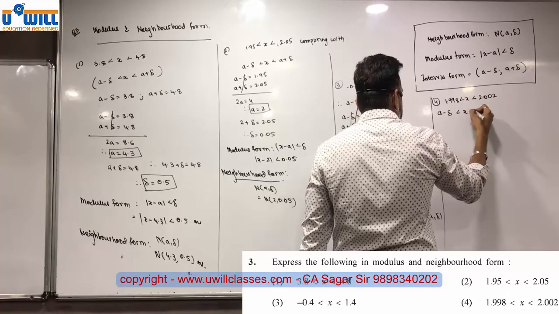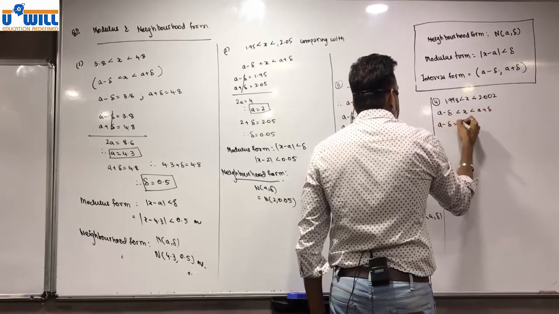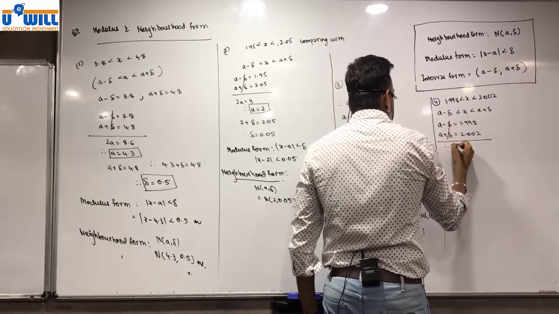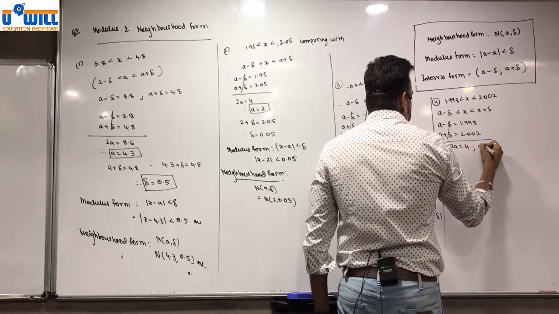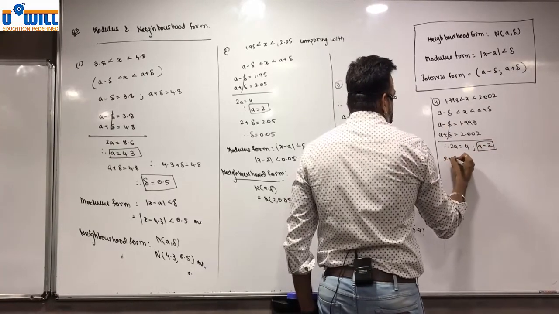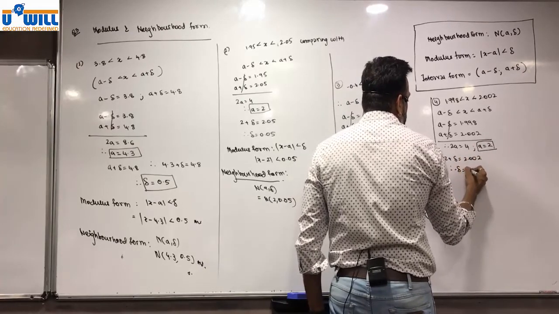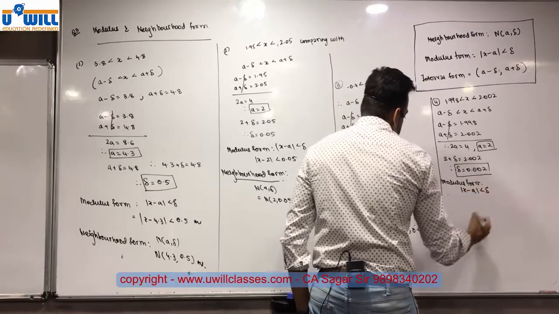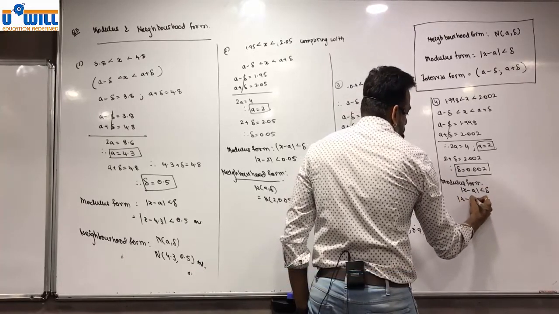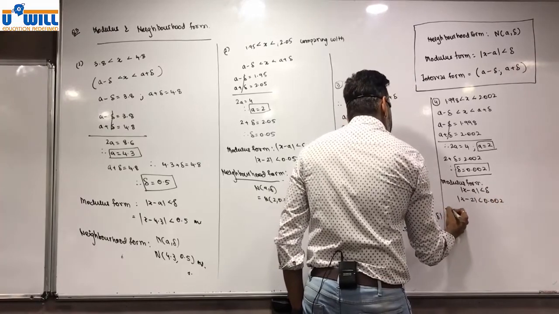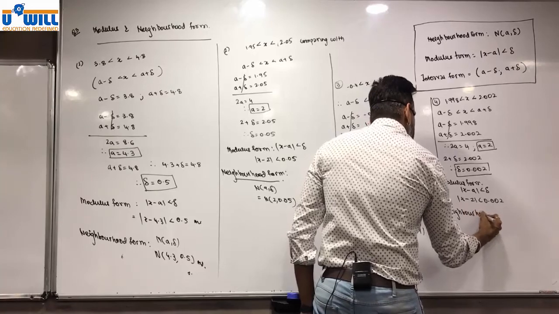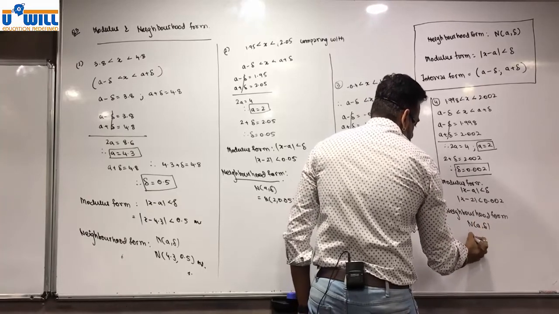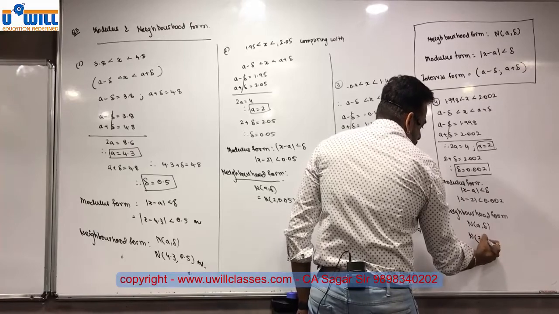Comparing with a minus delta, a plus delta: a minus delta is equal to 1.998, a plus delta is equal to 2.002. Therefore, 2a is equal to 4. Therefore, a is equal to 2. 2 plus delta is equal to 2.002. Therefore, delta is equal to 0.002. Modulus form: modulus x minus a less than delta, so modulus x minus 2 less than 0.002. Neighborhood form: N a comma delta, N of 2 comma 0.002.